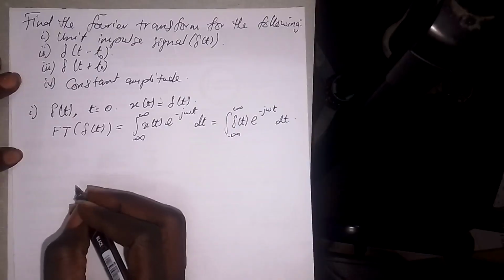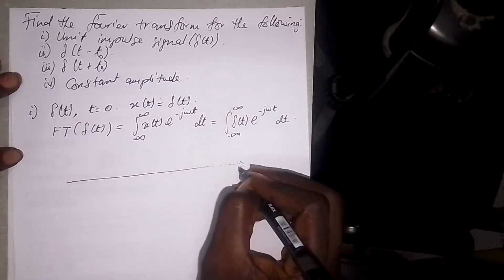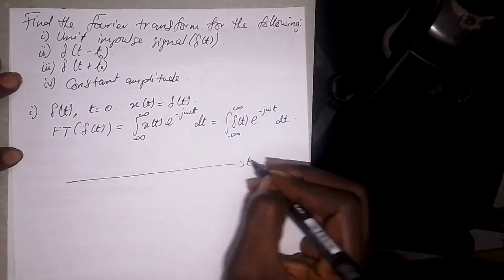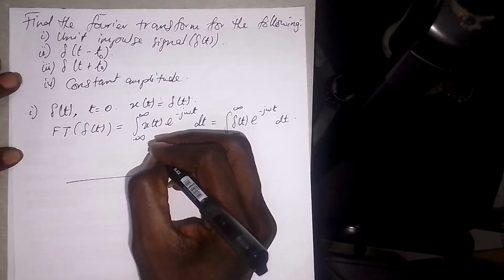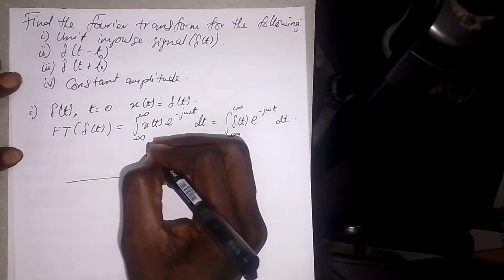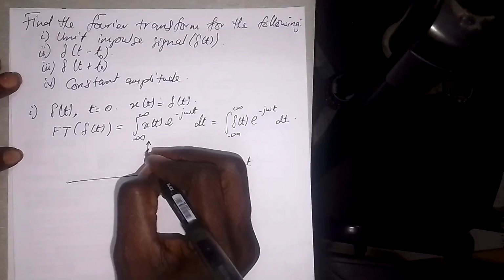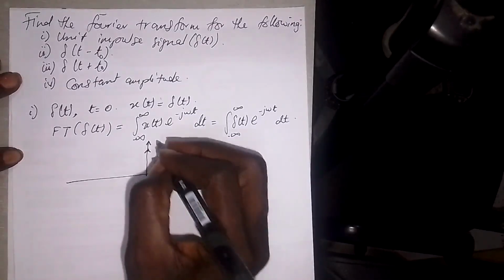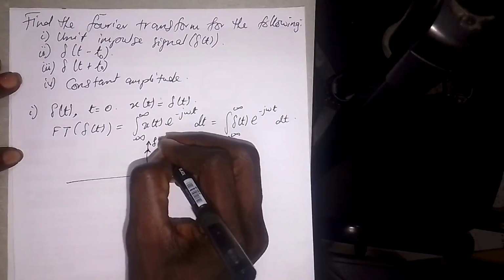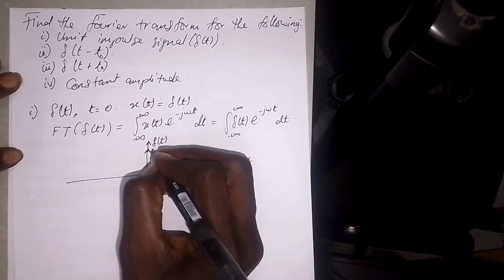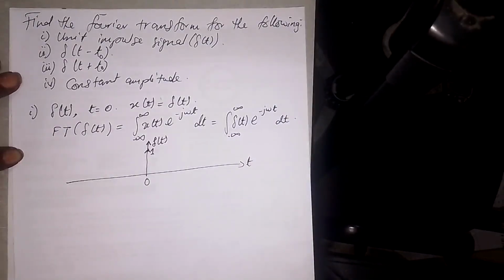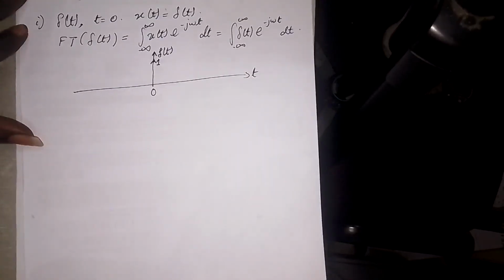But before we proceed, let us draw the signal for the unit impulse function. Unit means that it is one, it is occurring at only one place, and the unit impulse occurs at 0. This is delta of t, and the amplitude is always 1.